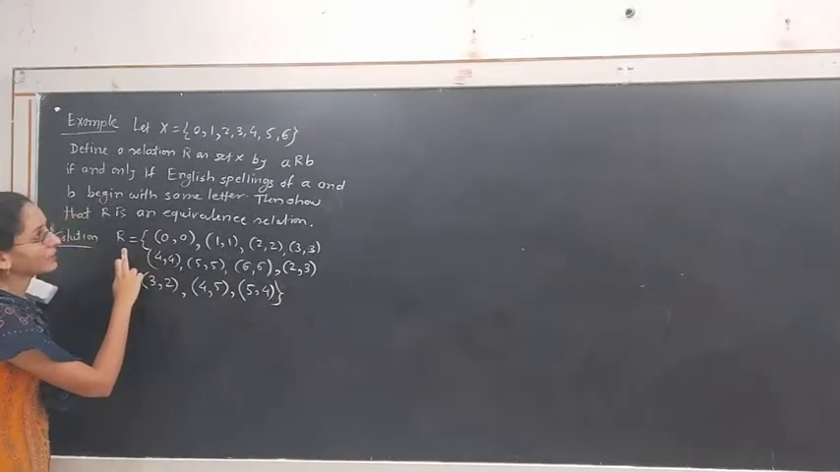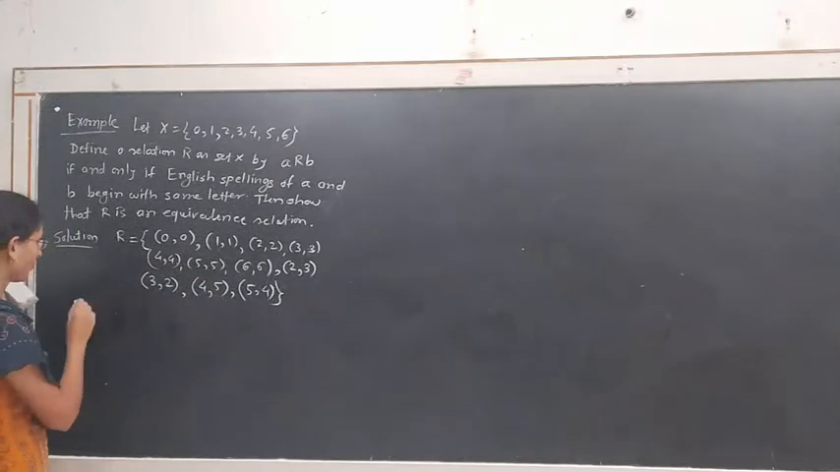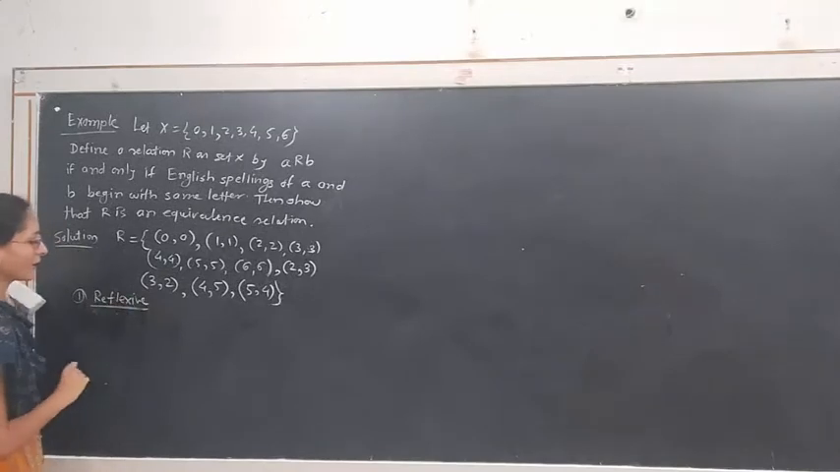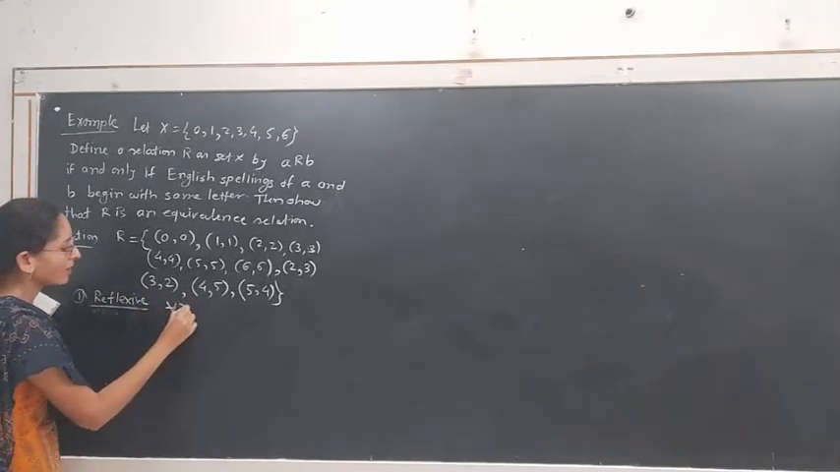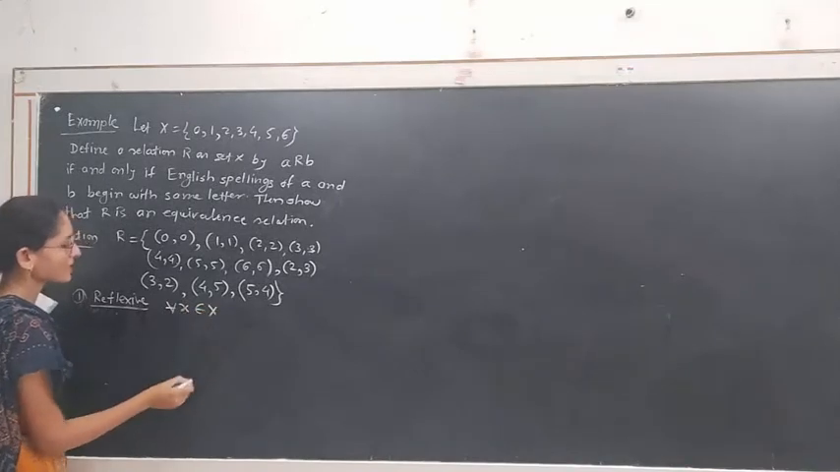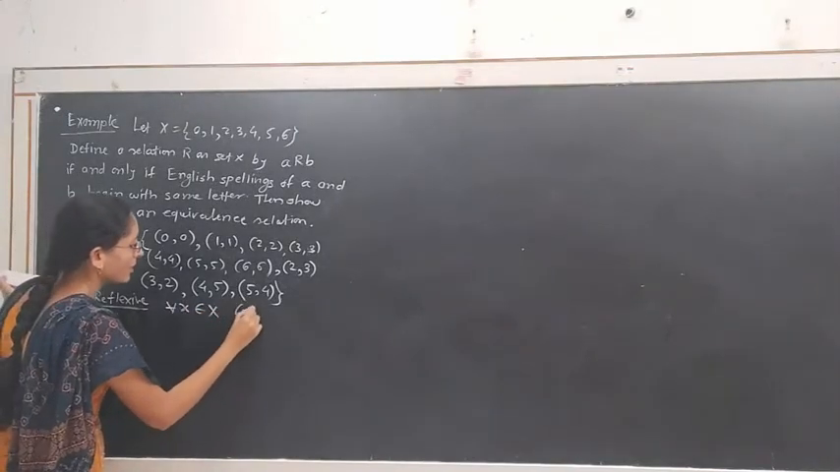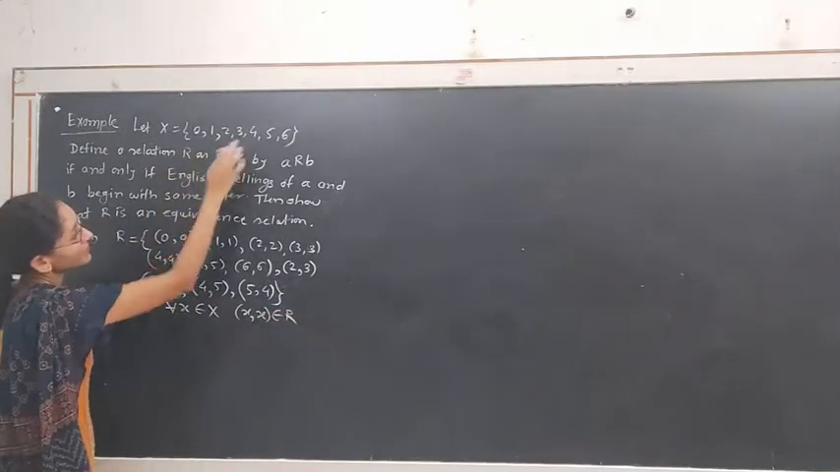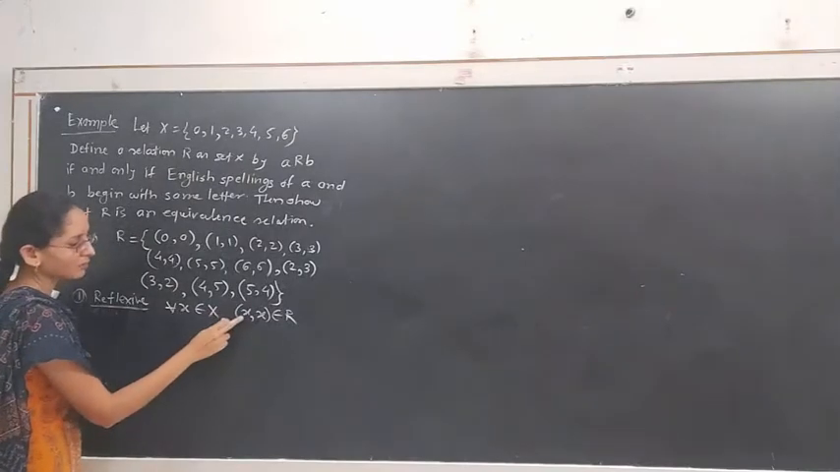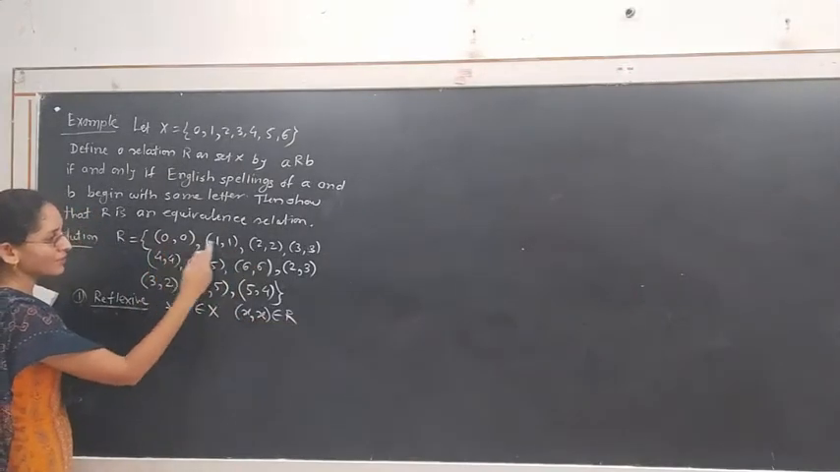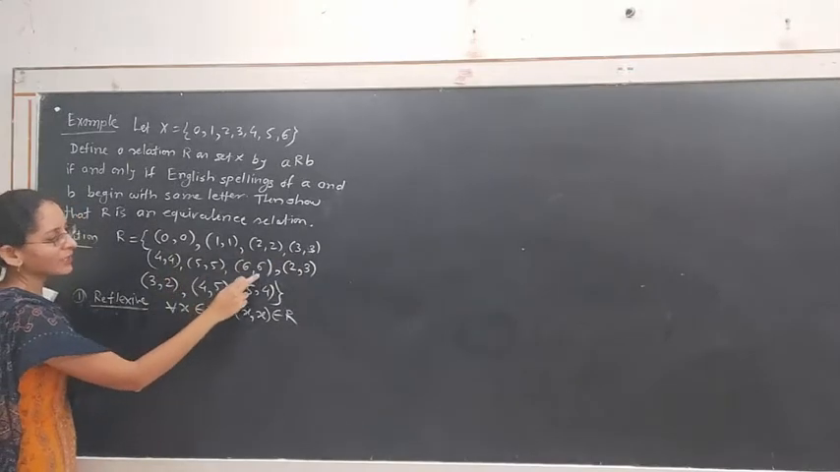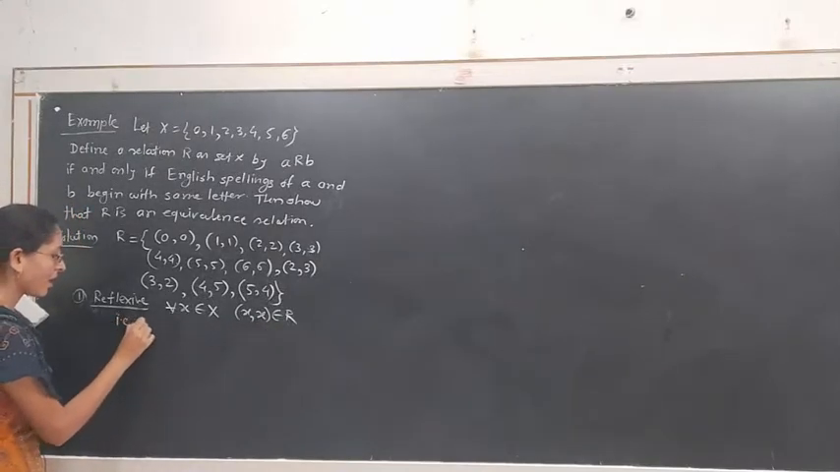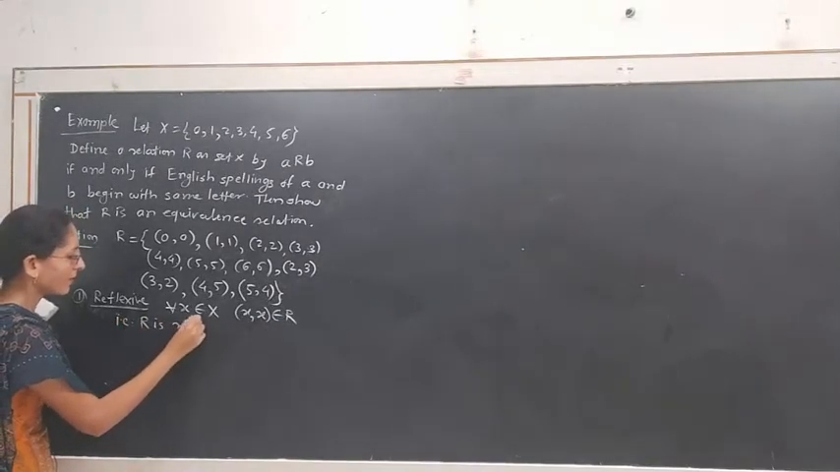Now we see whether it is an equivalence relation or not. First we check reflexivity. Reflexivity: for all x belongs to set X, the ordered pair (x, x) belongs to R. Here, if we consider any element of this set, then ordered pairs of the type (x, x) belong to this set. (0, 0), (1, 1), (2, 2), (3, 3), (4, 4), (5, 5) and (6, 6) belong to set R. Hence, this condition holds, that is, R is reflexive.